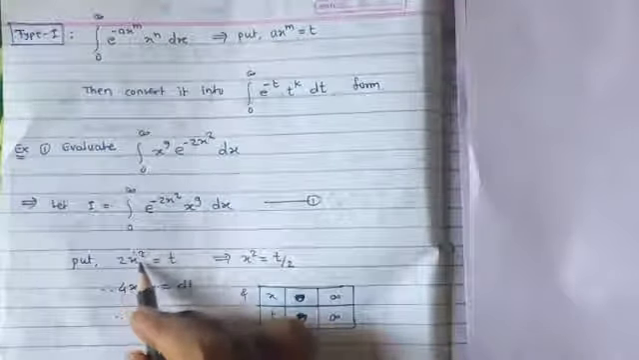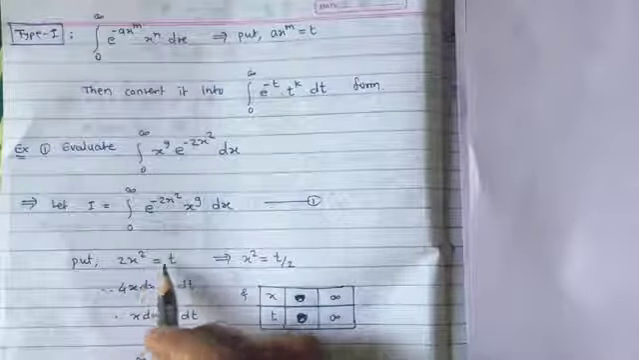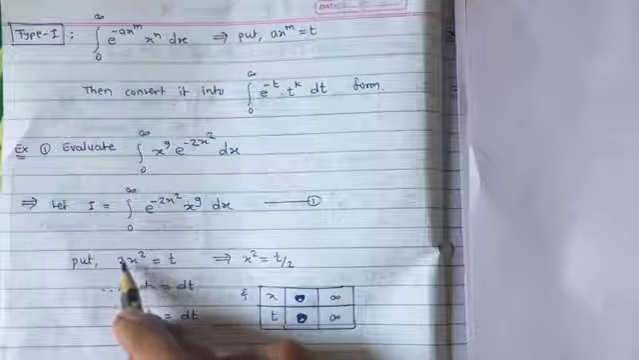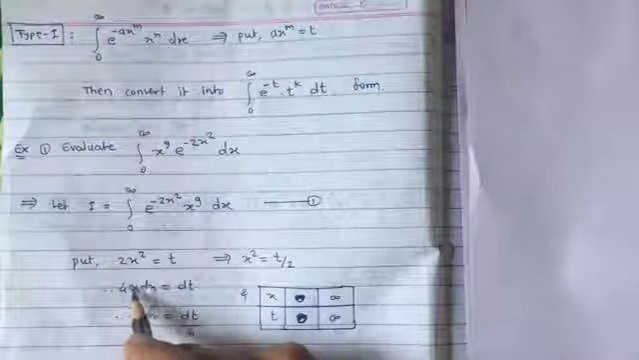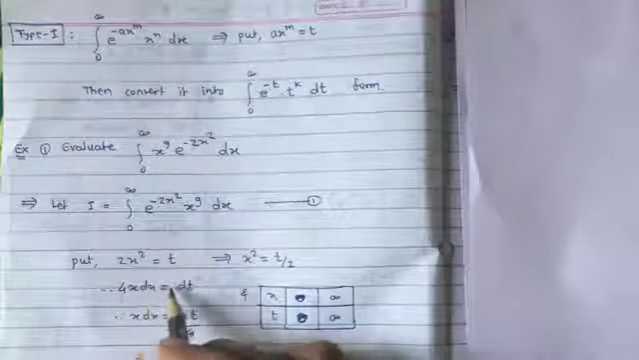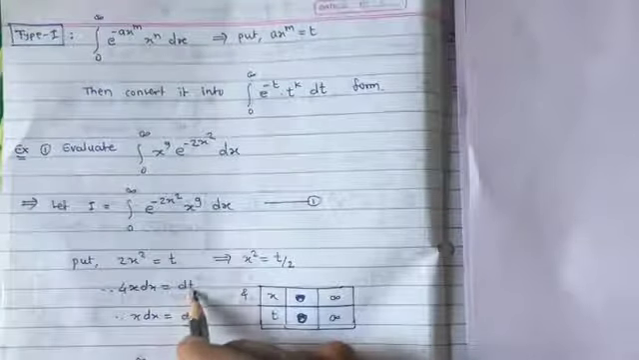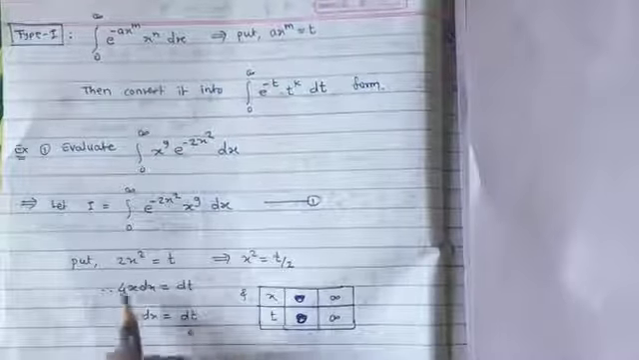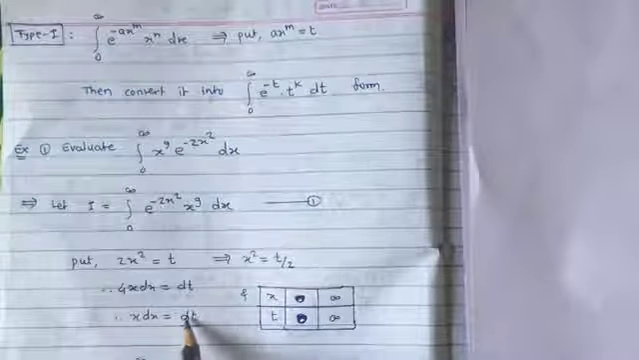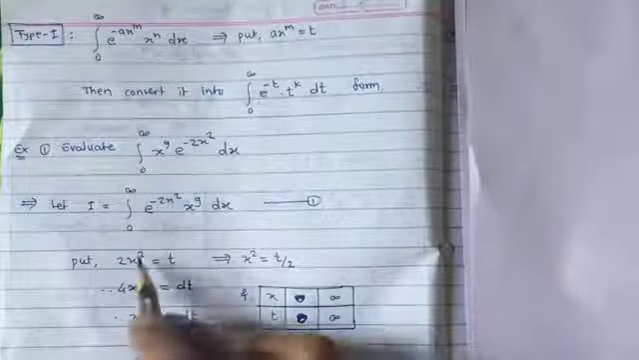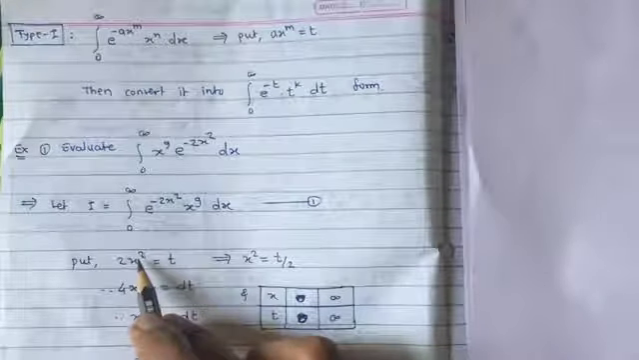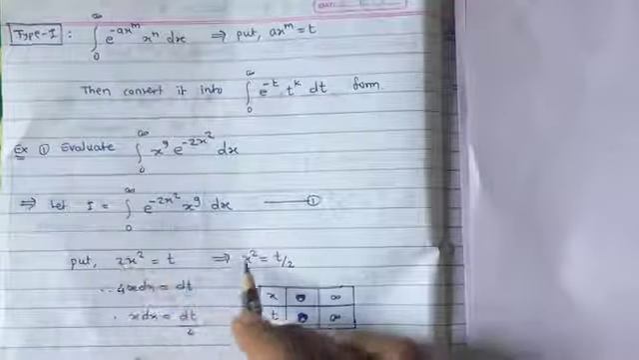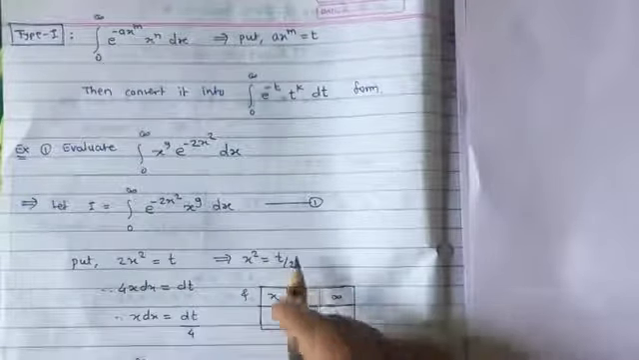From this, find the derivative, means differentiate this equation. Derivative of x square is 2x, into 2, that is 4x, and derivative of x dx is equal to derivative of t, that is dt. Then the value of x into dx is equal to dt upon 4. Now from this equation find the value of x square. Taking the 2 to the right hand side, x square is equal to t upon 2.